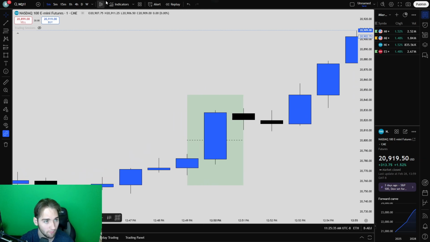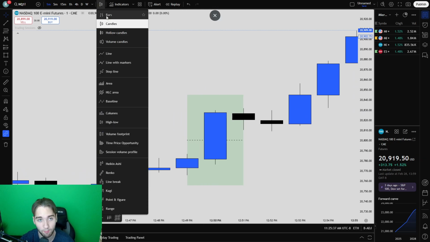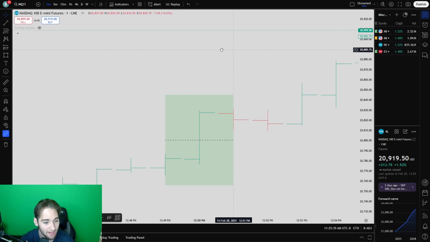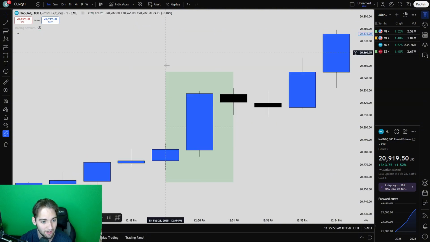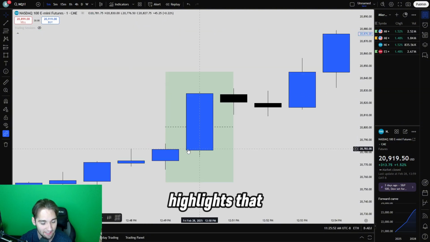Pretty simple. If we go to this thing called bars here, just so I can show you, it shows you, okay, cool, the market opened here and closed up here. So it highlights this area here, right here. That's why it makes a candlestick, because it highlights that area.